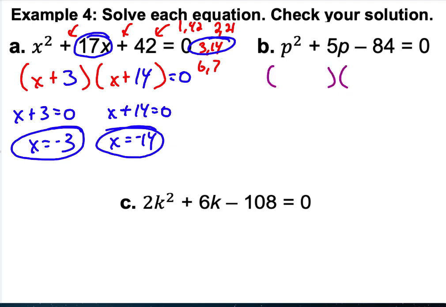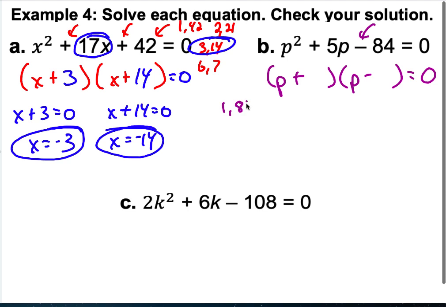Next one, got a little bigger numbers. Again, p times p is going to give me p squared. I have a negative for my last term of subtracting, so I know I'm going to have opposite signs. Now I've got to figure out, okay, what would I multiply to get 84? But they're going to subtract, because they're going to have different signs, to give me 5. So I need numbers fairly close together.